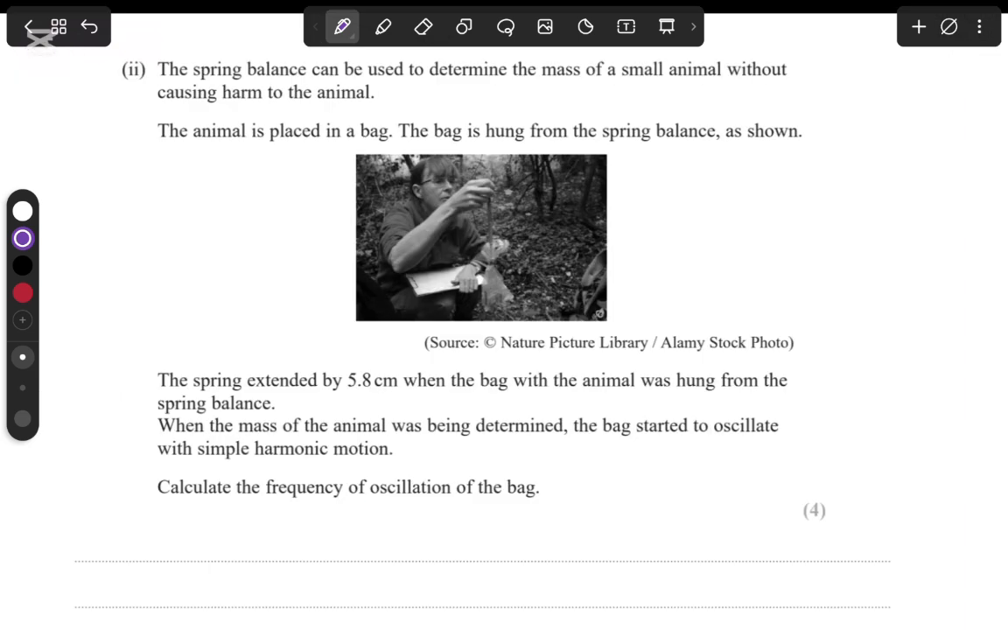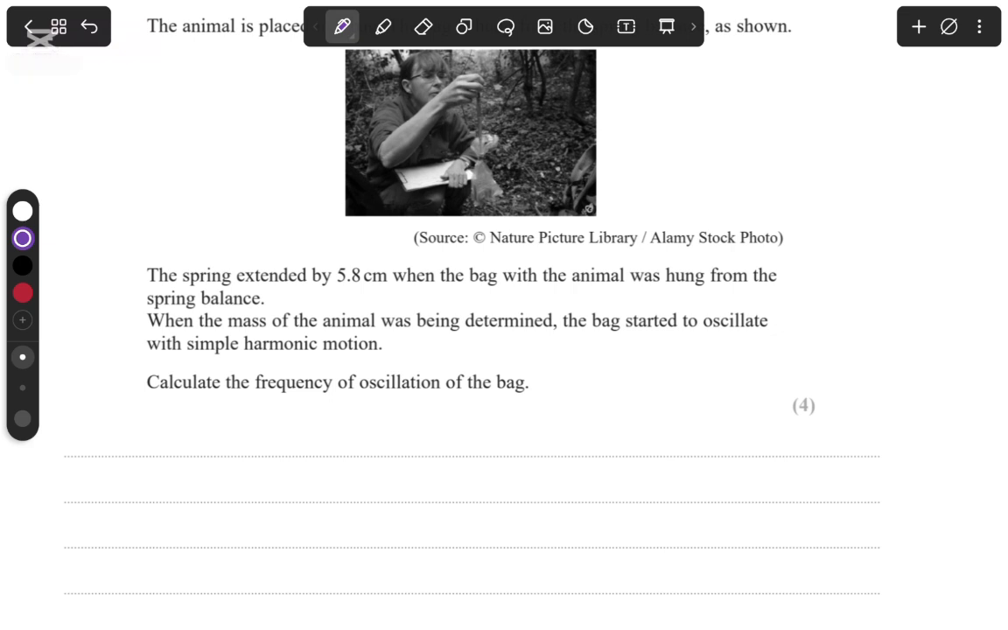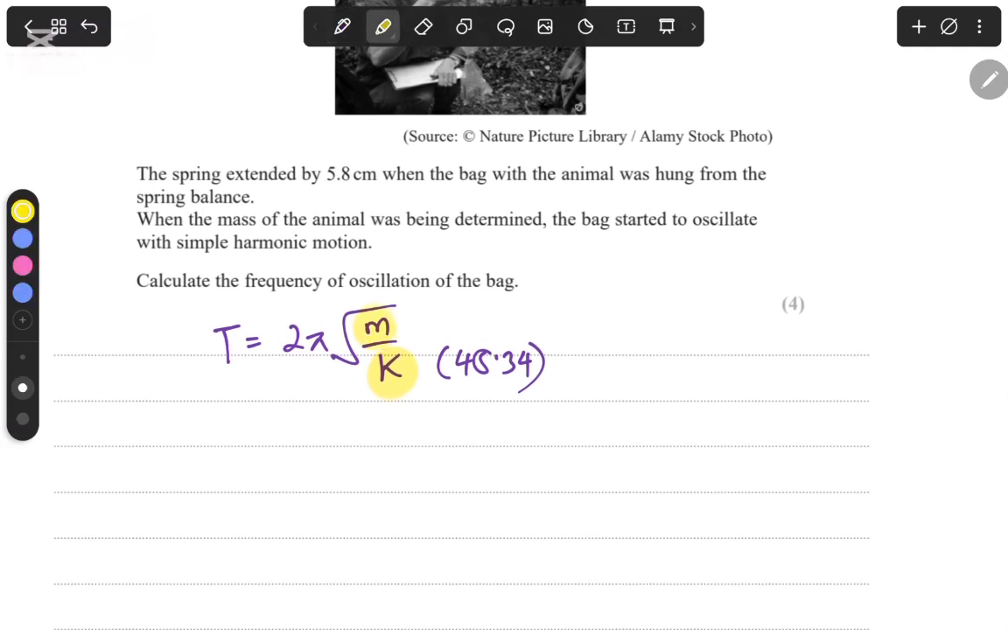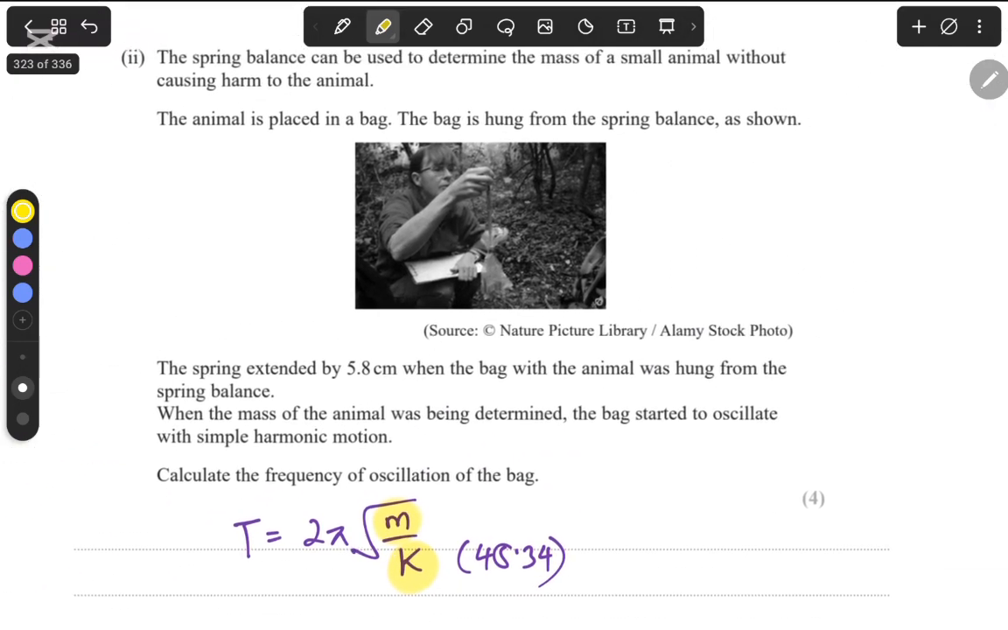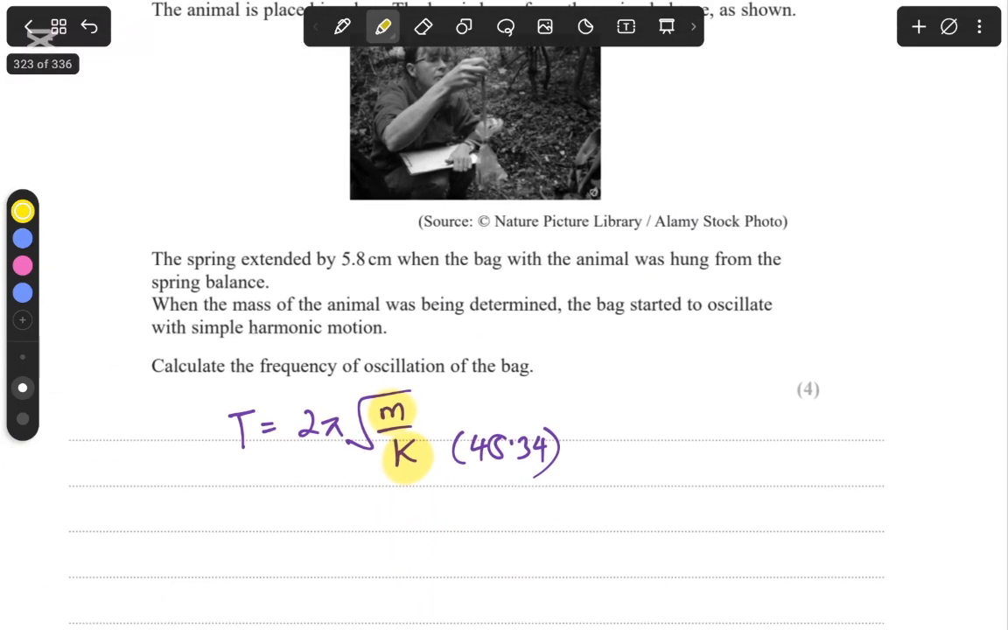So in the next part, I want you to pause the video again, read the question, and I'm going to answer it. The next part asks you to calculate the frequency of the oscillation of the bag. So here we can use time period equals 2 pi square root m over k. Now we know the value of k, we found that out to be 45.34 in the previous part. But here the mass we do not know. It's not going to be 550 grams anymore. It's going to be the mass of the animal, but we don't know the mass of the animal.